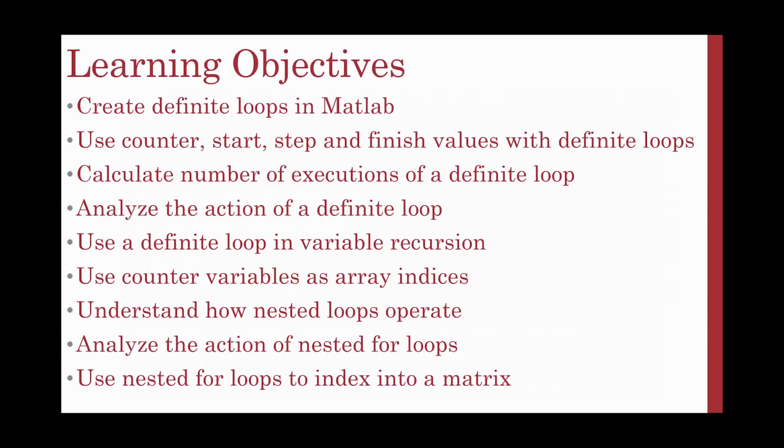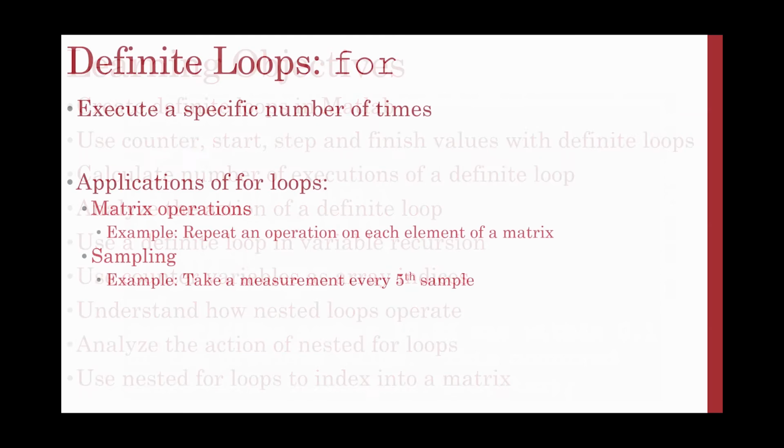So what about for loops? For loops are our other set of loops, and they're the definite loops, so they only run a fixed number of times. So we're going to figure out how they work and learn how to count how many times these loops run. We're going to use counter variables to index arrays. We're going to understand nested for loops. We're going to use index notation in matrices and nested for loops.